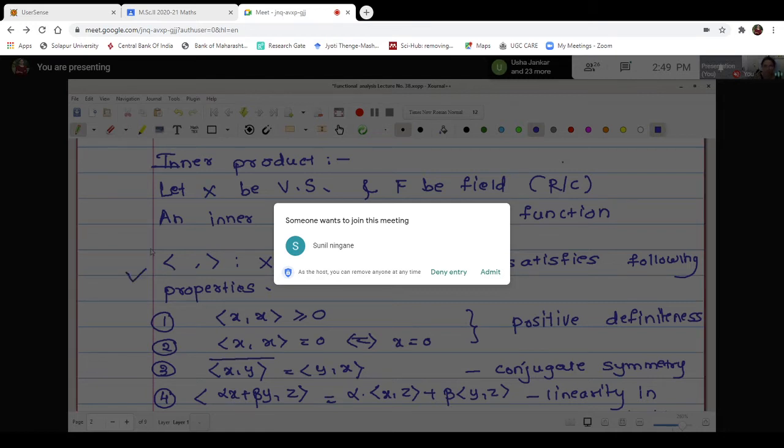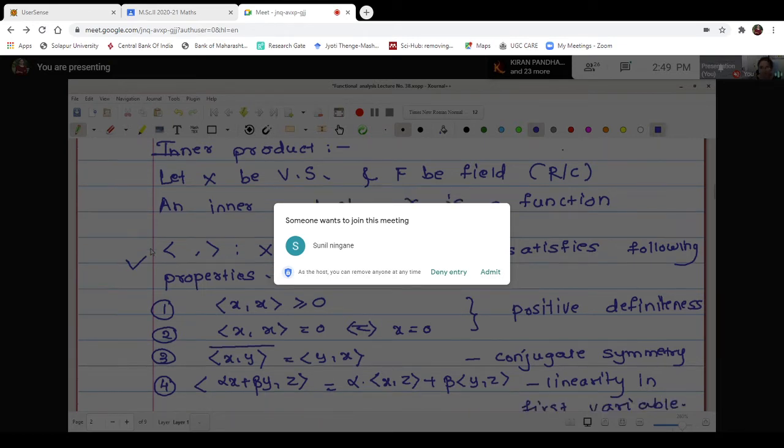What are the properties? Four properties are given. The first property of the inner product spaces is that the inner product of a vector X with itself, that is, inner product XX, is always non-negative. Second property is that inner product XX is equal to 0 if and only if the vector itself is 0. The first two properties together are called positive definiteness. Third property is that the conjugate of inner product XY is nothing but inner product of Y with X. This property is called conjugate symmetry.